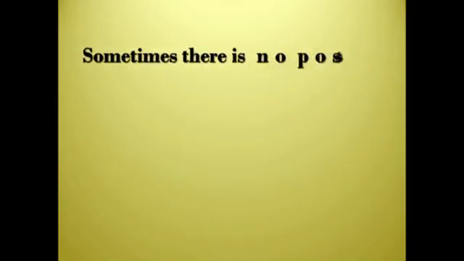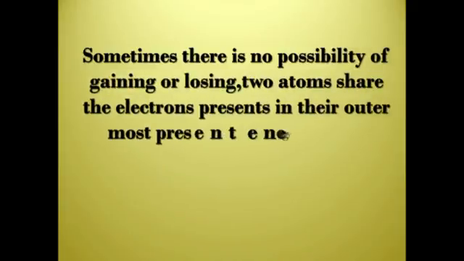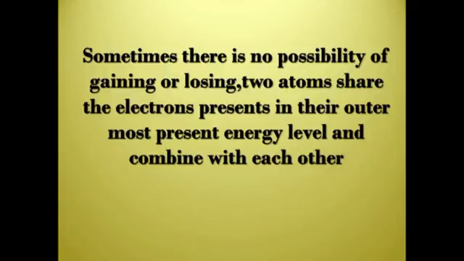Here, sometimes there is no possibility of gaining or losing. Two atoms share the electrons present in their outermost energy level and combine with each other. How does it make molecules from the atom? Let us see. We take some examples.